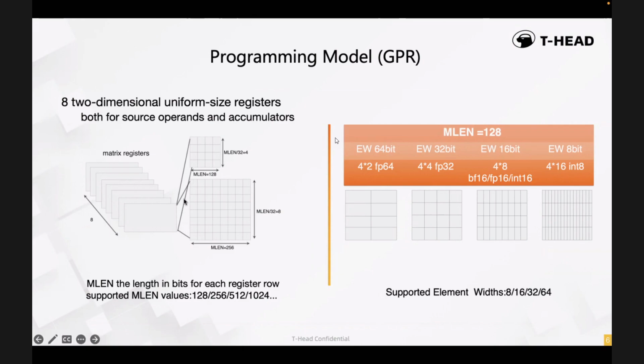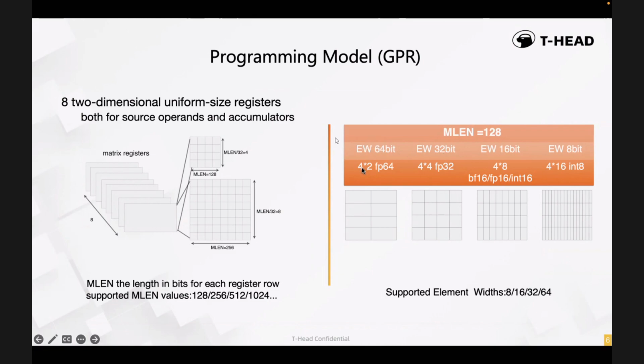The matrix row is mlen divided by 32. That is to say, when choosing 128 as mlen, a matrix register contains 4 times 4, 32-bit data. When choosing 256 as mlen, a matrix register contains 8 times 8, 32-bit data. Of course, we support different element widths, such as 8-bit, 16-bit, 32-bit, and 64-bit.